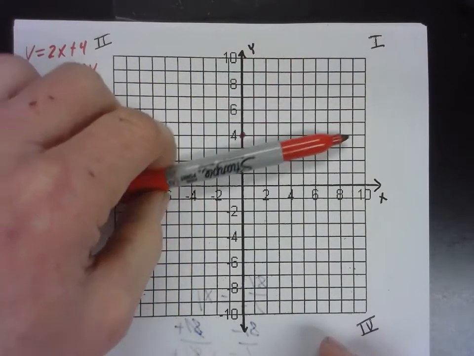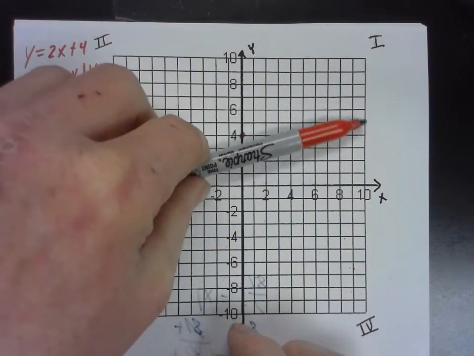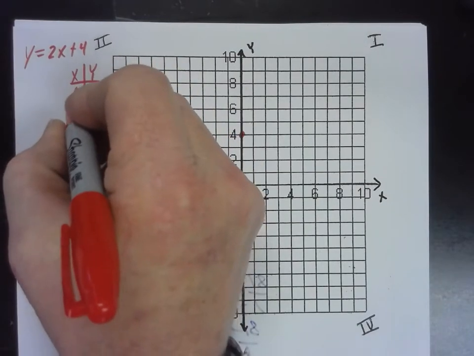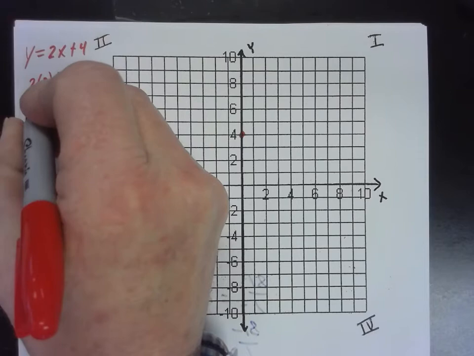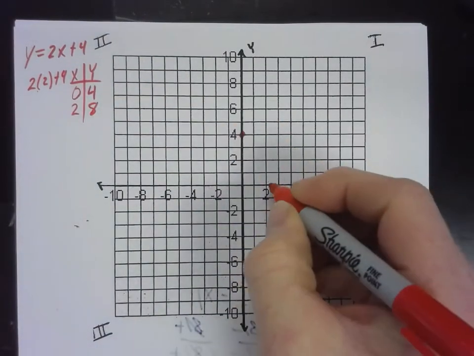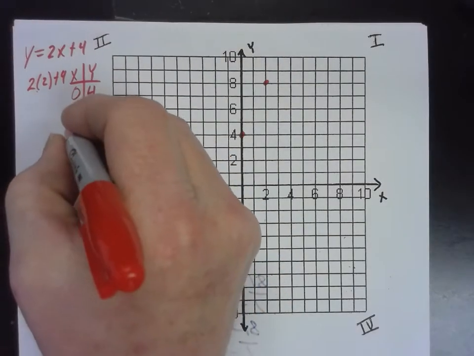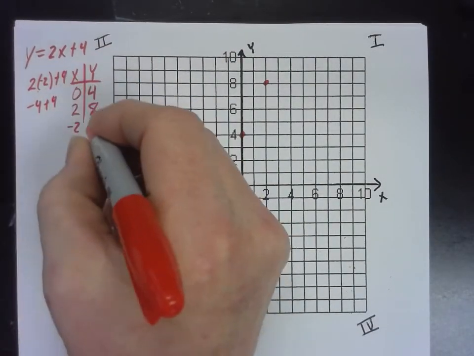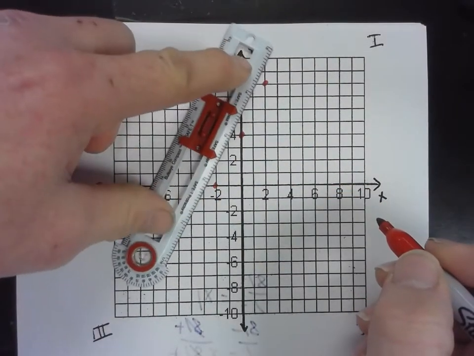So this line, it's going through the y-axis about right there, and it's going up, right? We can tell that. If we put other numbers in for x, say a 2, for example, we get 4 plus 4, which is 8. So 2, 8. That's going up, right? We put a negative 2 in. We get negative 4 plus 4, which is 0. Okay, so that's lining up. Everything looks good.